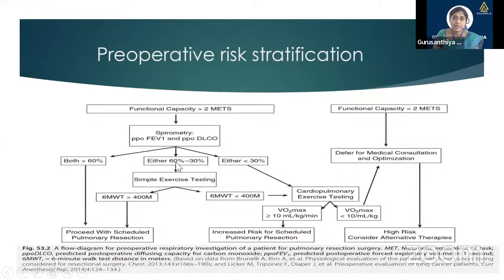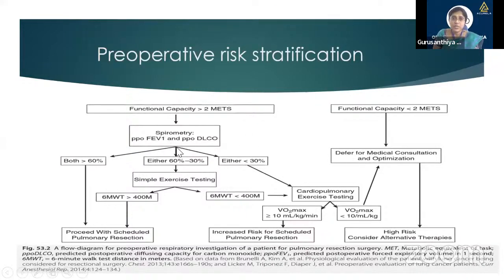But when it is 30 to 60%, you do a simple exercise test. In the 6-minute walk test, if the patient is able to walk more than 400 meters, then you proceed with the surgery. If the patient is able to walk less than 400 meters, then you go for cardiopulmonary testing. If the VO2 max is more than 10 ml per kg per minute, then there is an increased risk. If it is less than 10 ml, you defer the patient for surgery and treat them with medical optimization.